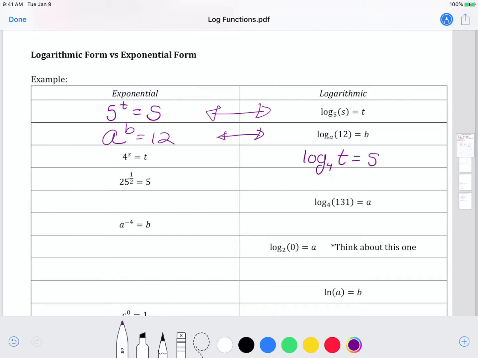Okay, 25 to the 1/2, that means the square root of 25, because 1/2 as an exponent is the square root, is equal to 5. 1/2 is the exponent, so I'm going to set log is equal to 1/2. My base is 25, so I'm going to put that down below here as a subscript. And then I'm going to take the log of base 25 of 5, and I'm going to get 1/2.